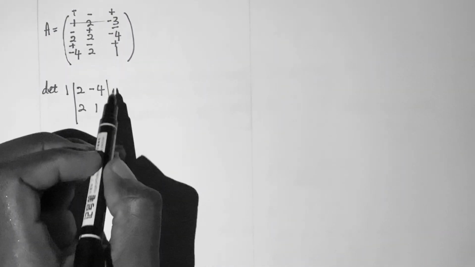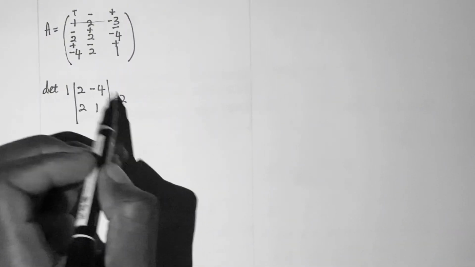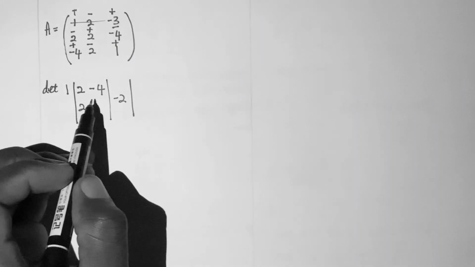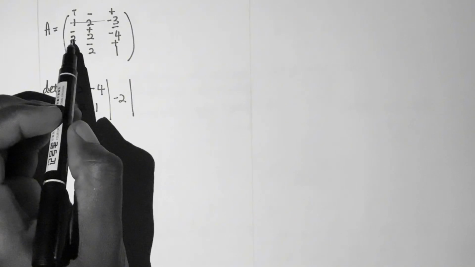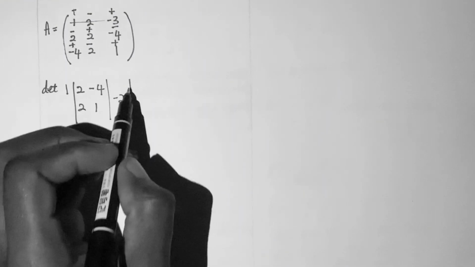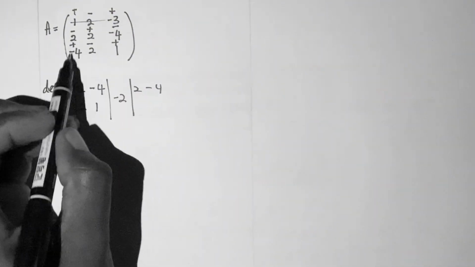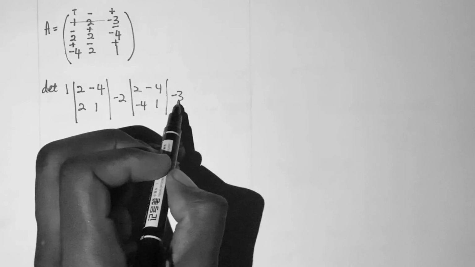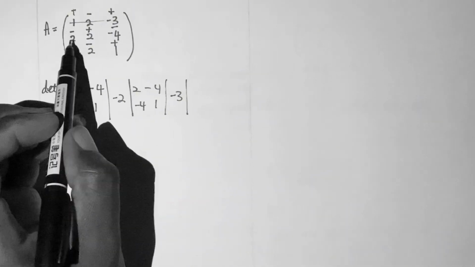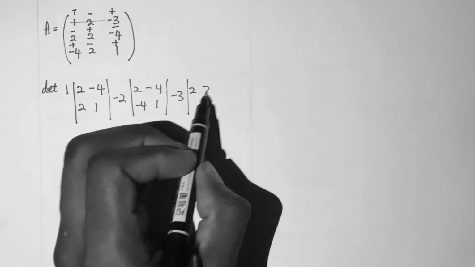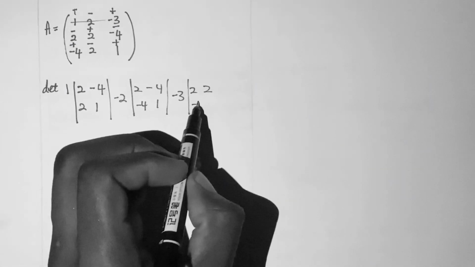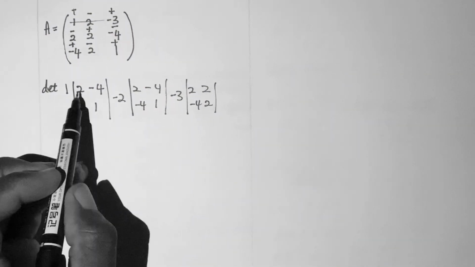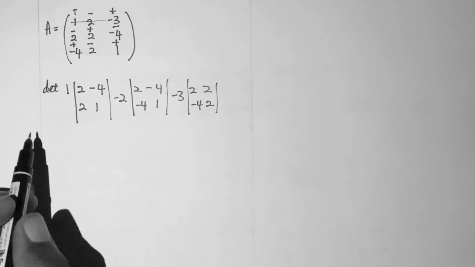Then in this place here will be minus 2 because there is a minus here, and we cross out the row and then the column in which the minus 2 appears. So we'll be left with this 2 by 2 matrix, which is 2, minus 4 and then minus 4, 1. Then here is minus 3. Then we'll cross out the row and then the column. So we'll be left with this 2 by 2 matrix, which is 2, 2 and then minus 4, 2. So now we already know how to find the determinant of a 2 by 2 matrix.